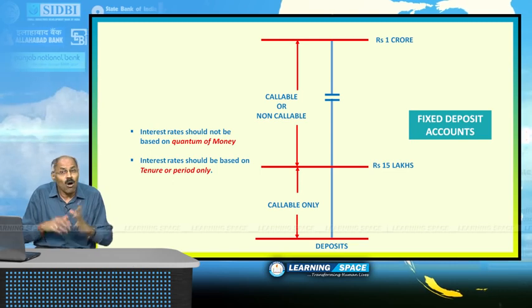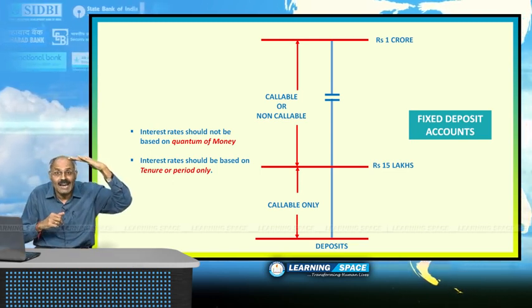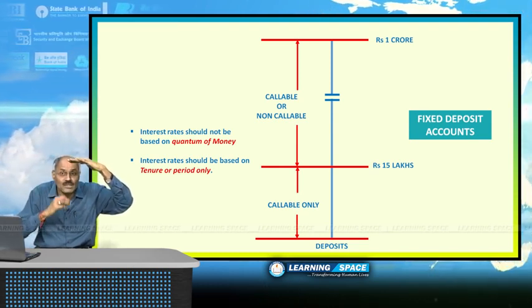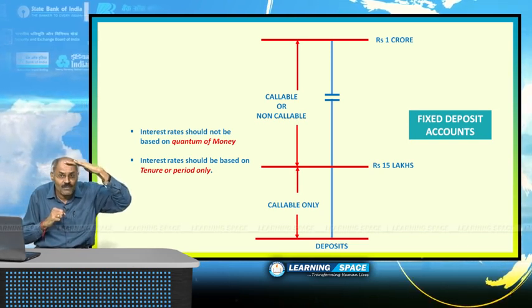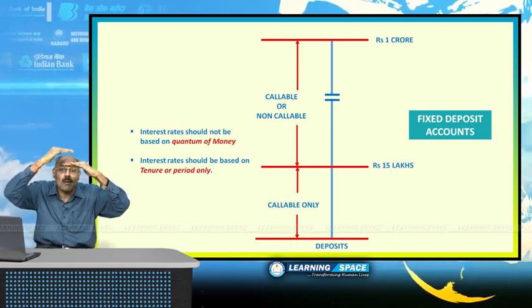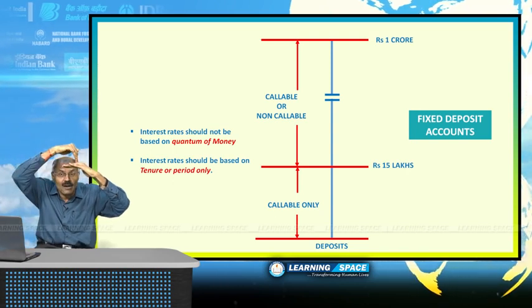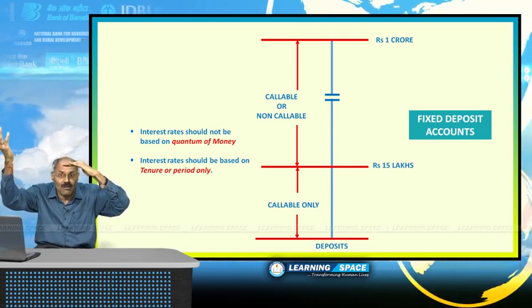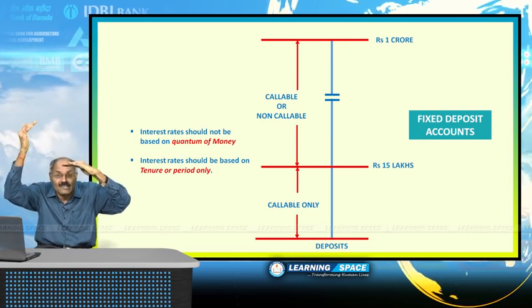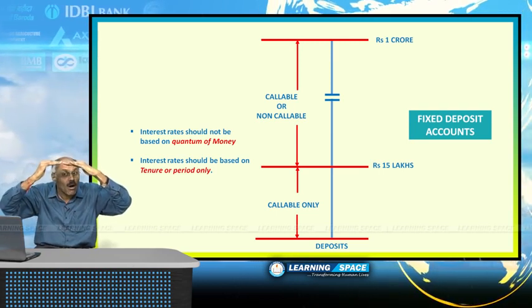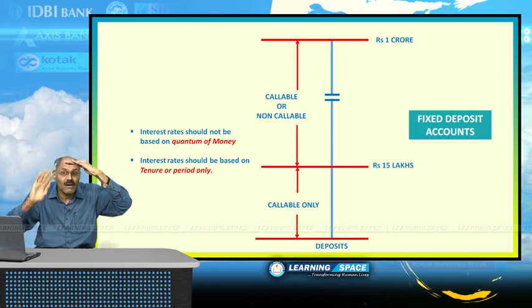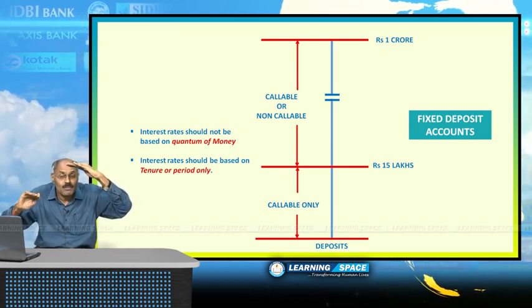As per those guidelines, all fixed deposit accounts below 15 lakhs should have a facility for withdrawal before maturity. For deposits above 15 lakhs, you may or may not have a premature withdrawal facility. If you opt for no premature withdrawal facility, banks may give more interest above 15 lakhs.